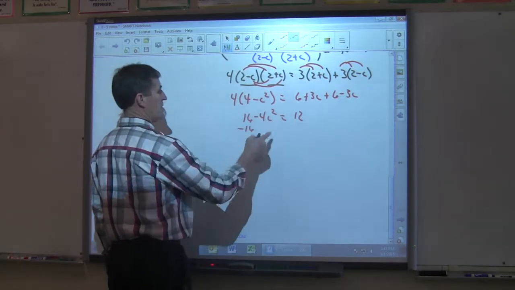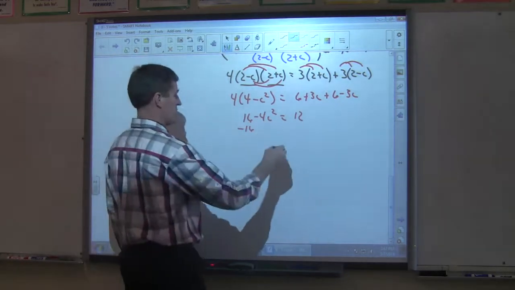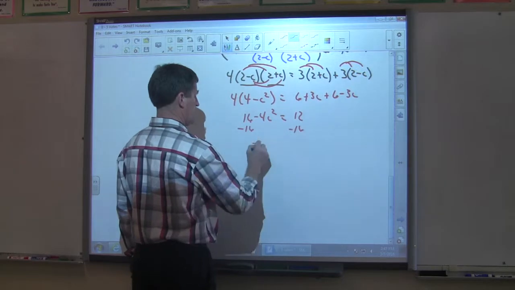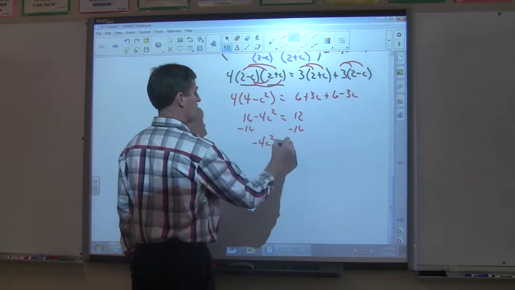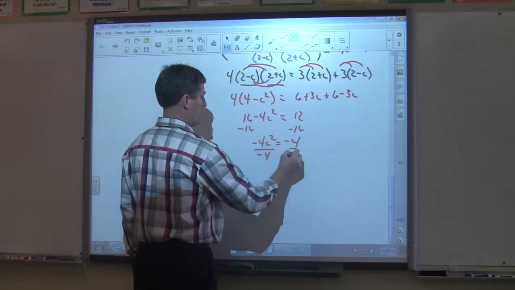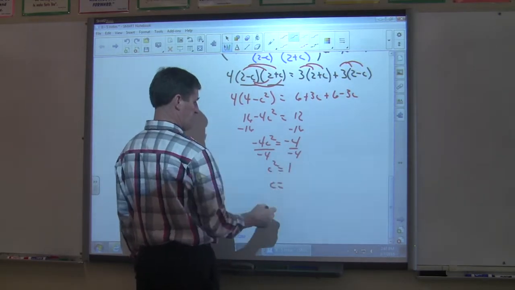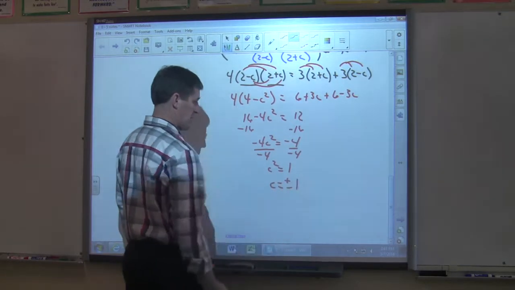Subtract 16. It's a quadratic, but since I don't have a c term, I don't need to move it over and factor. I can just solve for c squared. Negative 4c squared equals negative 4. Divide by negative 4, and we get c squared equals 1. And so c equals the square root of both sides, so plus or minus 1.